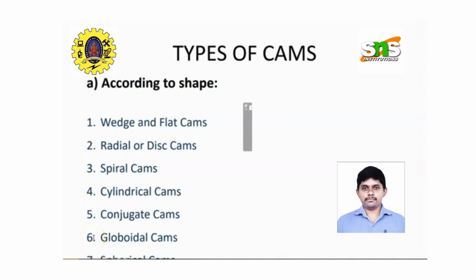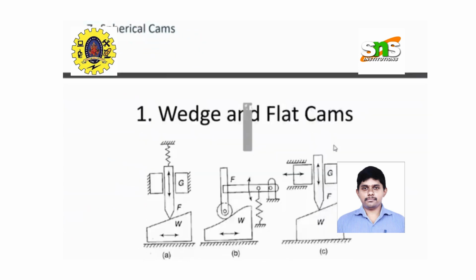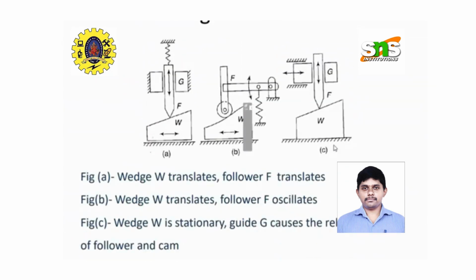All of you. So today we are going to see about the types of cams. The first one is the wedge cam and flat cams, the second one is called radial cams, the third one spiral cams, the fourth one cylindrical cams, and the fifth one conjugate cams. These are the types of cams which are used universally to execute valve functioning. So that is what we need to see in this session about the cam types and their roles.